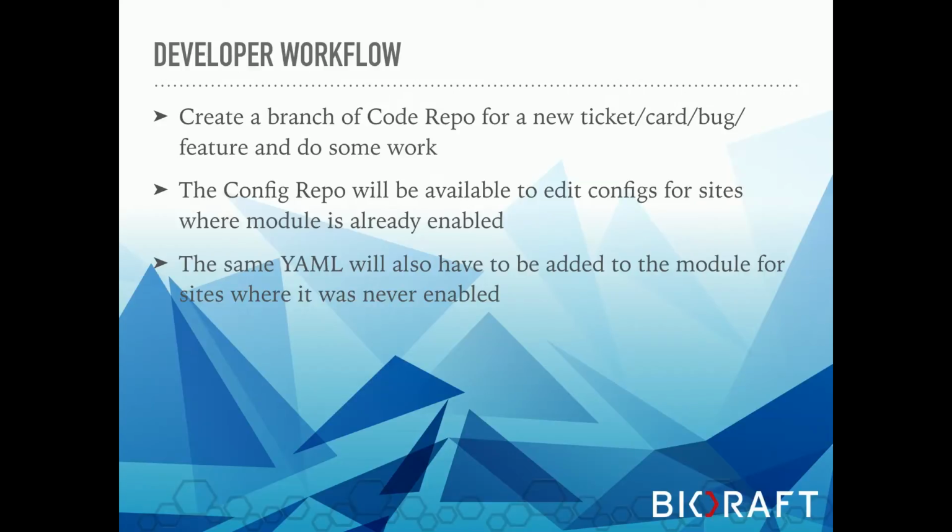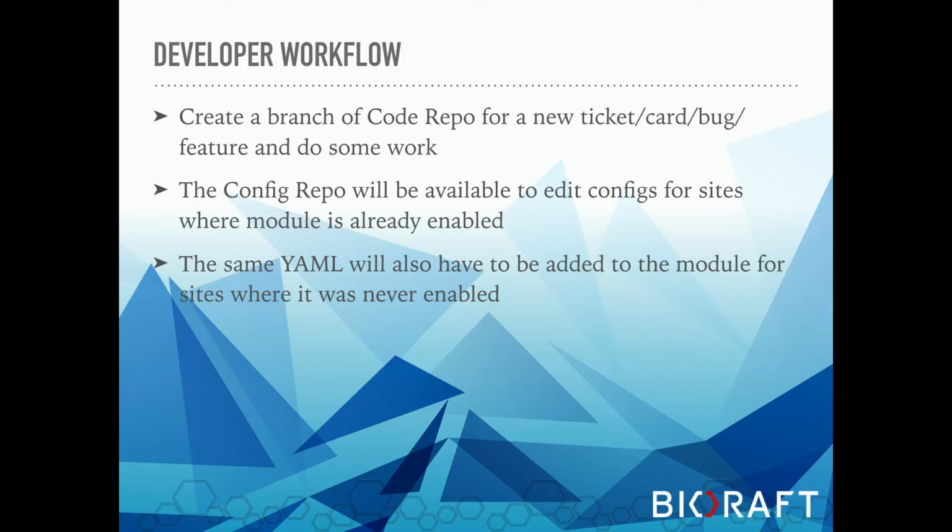So how does this work for workflow? As developers, we get tickets in Jira or Trello or whatever tool du jour you're working with. You create a branch for each one of those cards. You do your work. You export your configuration, merge it in, the PR gets approved, so on and so forth. The configuration repo will be available to edit configs for sites where the modules are already enabled.